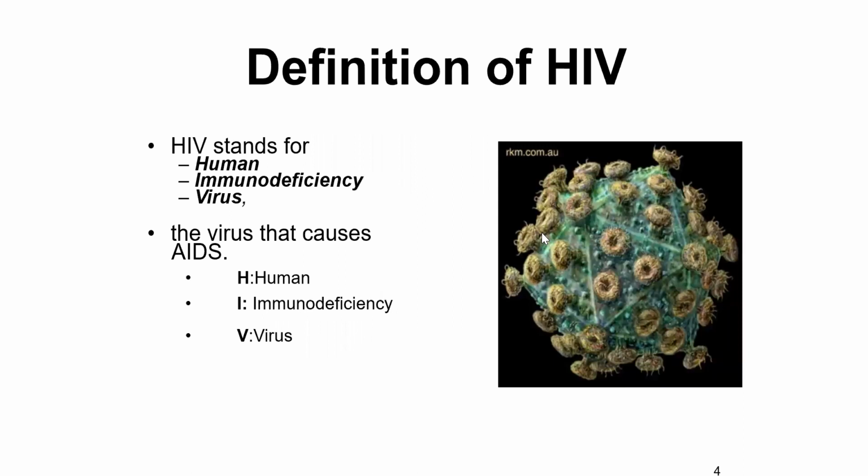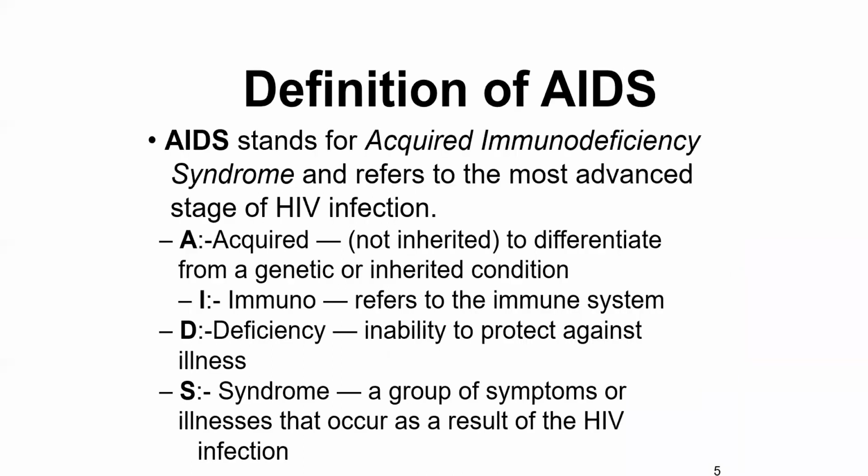So the first, I think it's just a definition. I hope all of you are aware of the meaning of HIV and AIDS, where HIV stands for human immunodeficiency virus, the virus which causes AIDS. Then AIDS stands for acquired immunodeficiency syndrome, and this refers to the most advanced stage of HIV infection. So the A just stands for acquired.